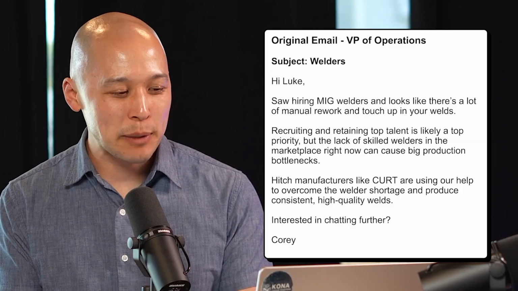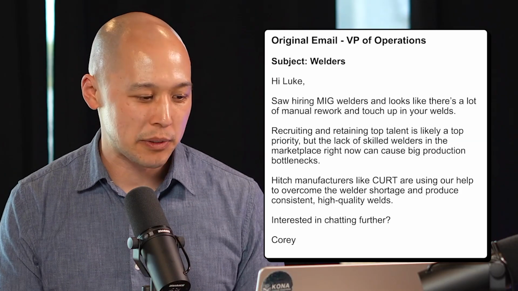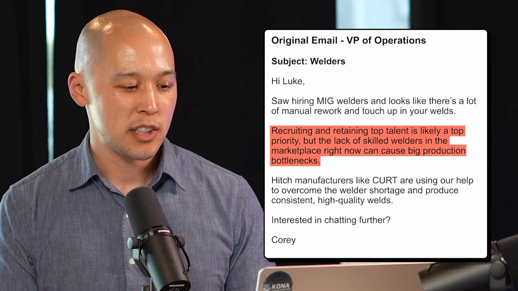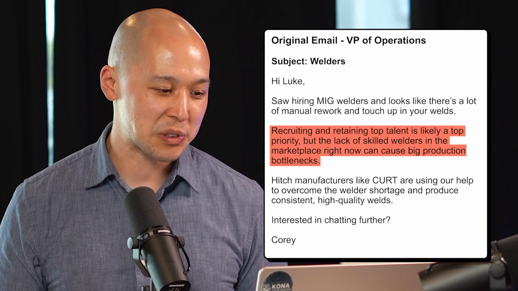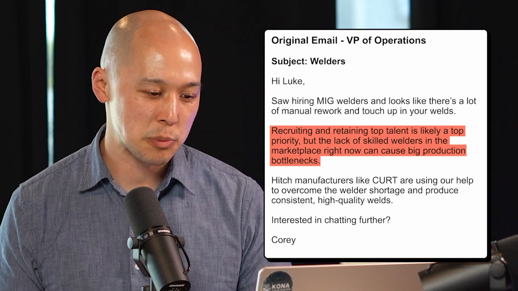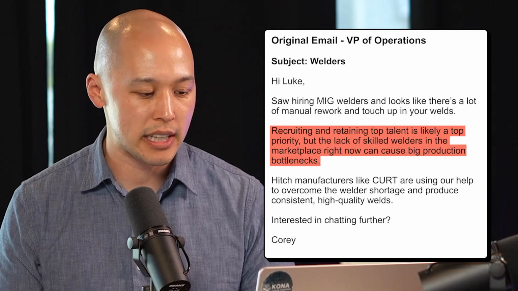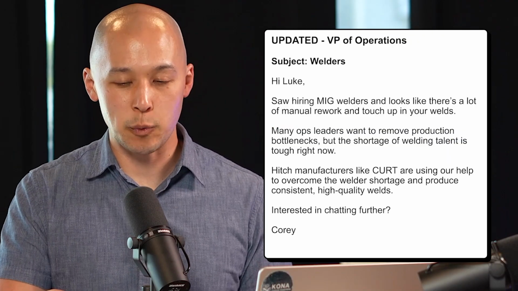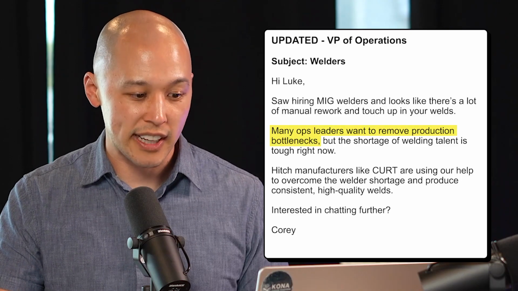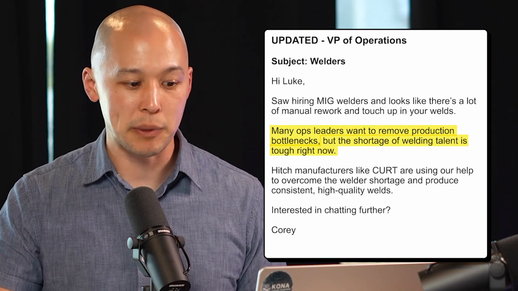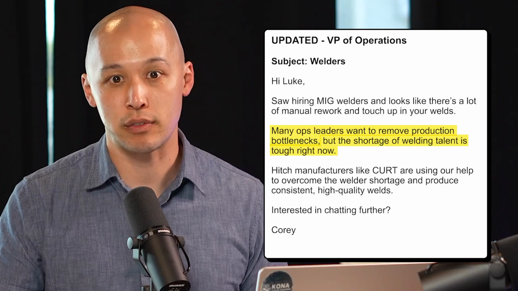So if we look at the example, we'll use the VP of operations example again. If you look at the problem statement, recruiting and retaining top talent is likely a top priority, but the lack of skilled welders in the marketplace right now can cause big production bottlenecks. Again, that's not a bad email. So what you can see here is we've started with the aspiration. Many ops leaders want to remove production bottlenecks, and then we go to the challenge. But the shortage of welding talent is tough right now.